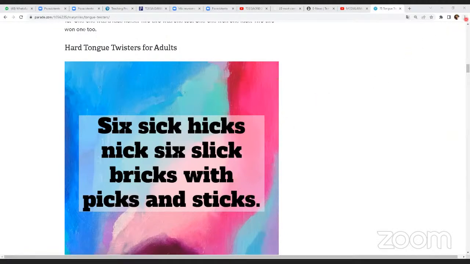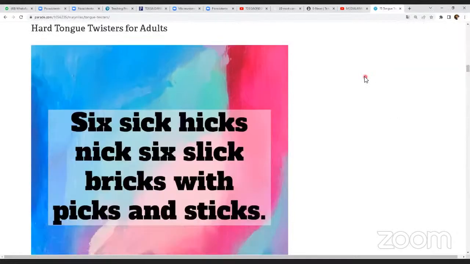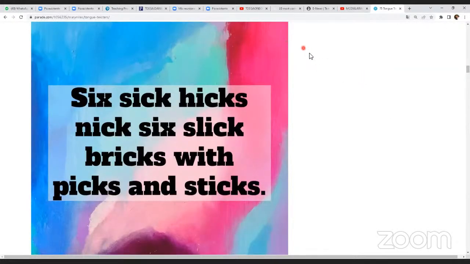So, do it, please. Lo vas a hacer primero en una forma lenta y luego la vas a hacer un poquito más rápido, right? Okay. Six, hicks, nick, six, slick, bleed, with, picks, and sticks. All right. One more time. Six, hicks, nick, six, slick, bleed, with, picks, and sticks. All right. Now, can you try to do it a little bit more fast? Okay. A little bit faster.